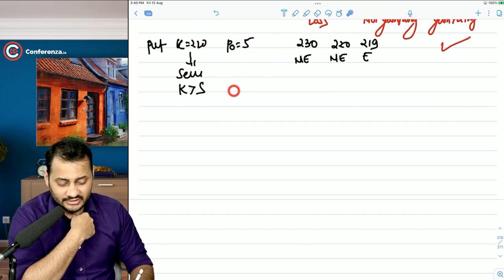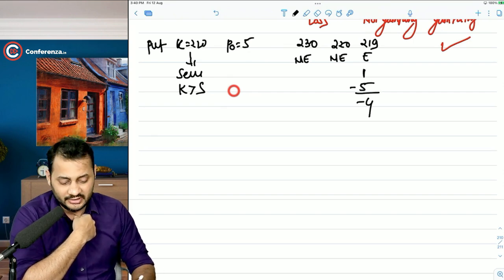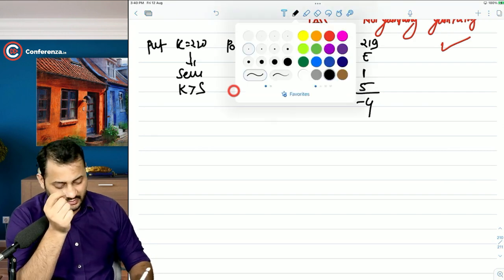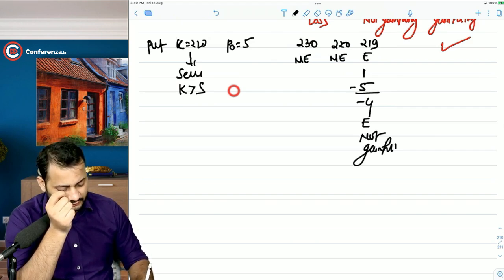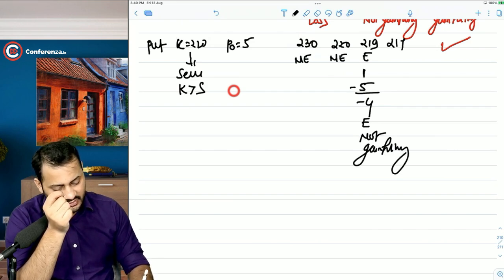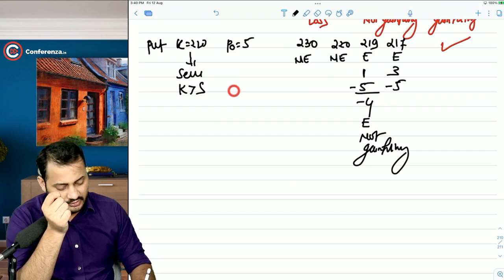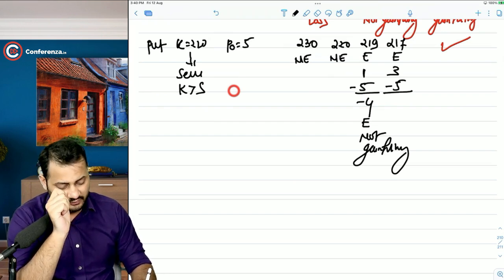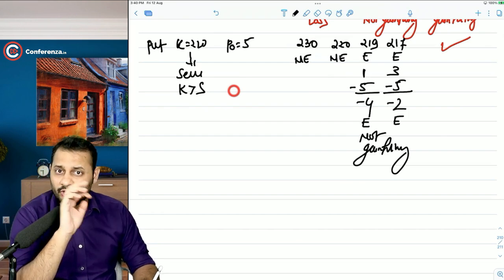So you will exercise the option and the payoff will be 1, but the loss is 5, the premium, and the net payoff is minus 4. So yes, we are exercising at this point, but not gainfully. Do you understand? Not gainfully. At 217 also we will exercise the option and we will have 3 rupees of payoff, but the premium paid is minus 5 and this is minus 2. So yes, we are exercising the option but not gainfully.